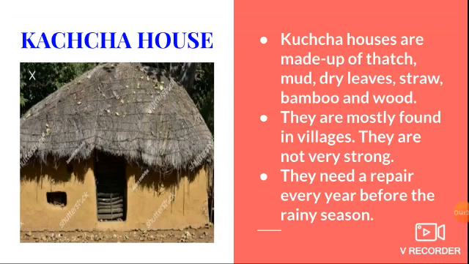So we all know about the kacha house. A kacha house is made up of thatch, mud, dry leaves, straw, bamboo, and wood. These are the materials by which the kacha house is made. And kacha houses are mostly found in villages, and they are not very strong, and they need a repair every year before the rainy season, as if we don't repair the kacha house before the rainy season, the house may get destroyed by the rain.